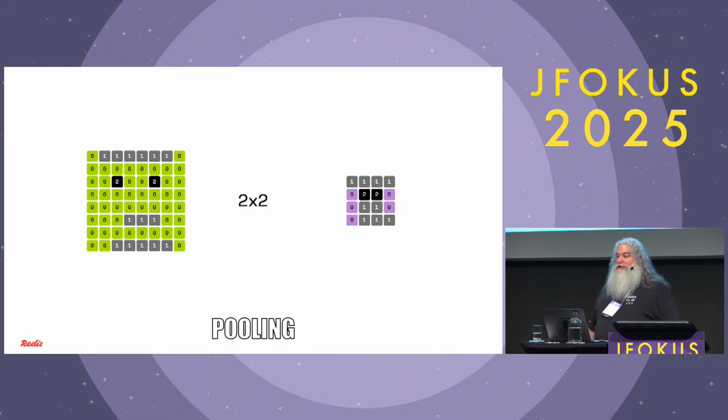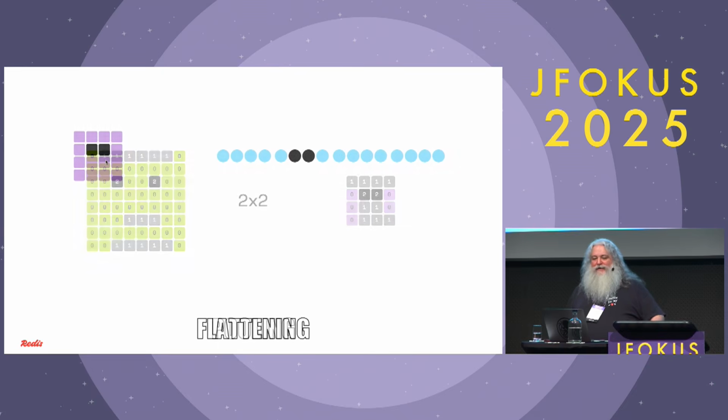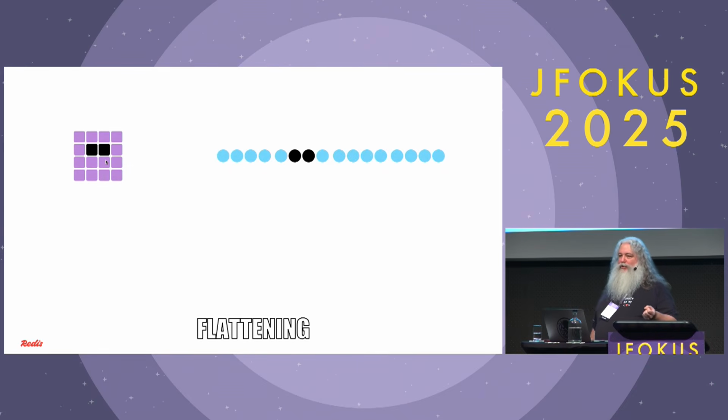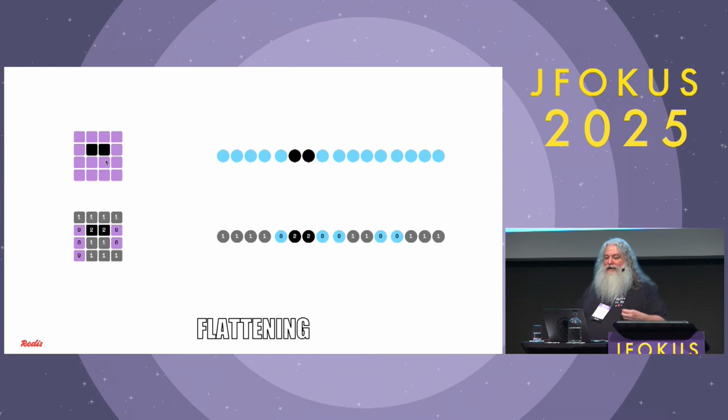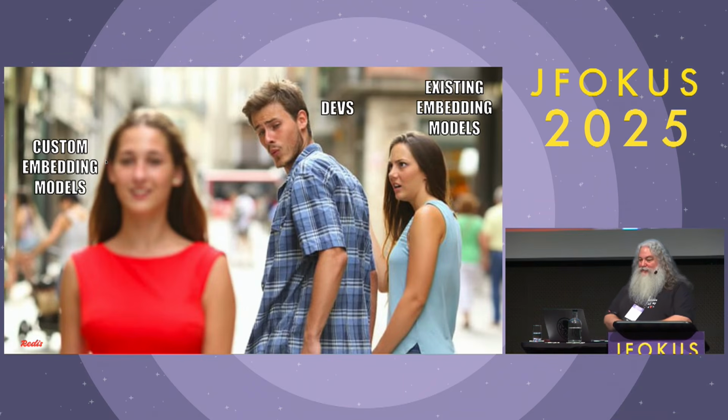So once you've gone through these pooling layers, you can go through these multiple times, and then you take the output of that pooling layer and you flatten it. And flattening is just a matter of taking the values that are in there and putting them into a flat array. This then becomes the embedding. Clear as mud? Excellent.